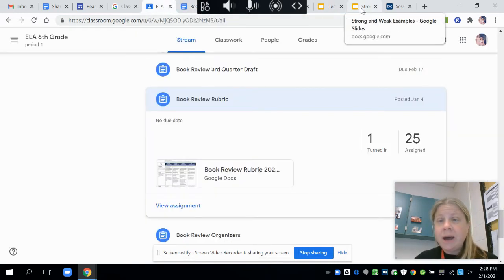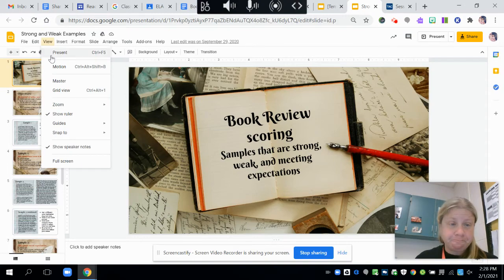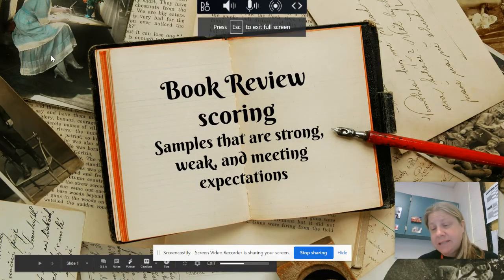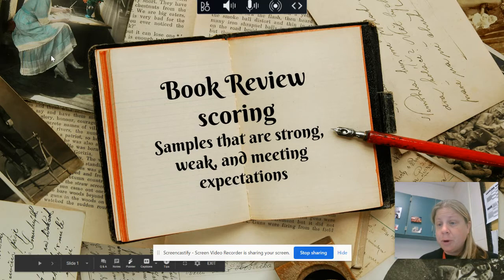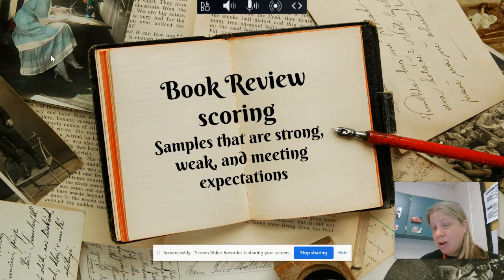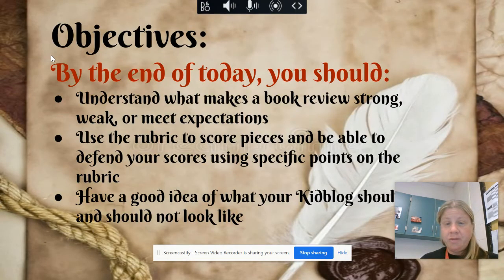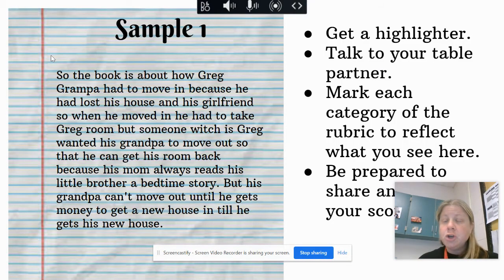Okay. So I wanted to give you a little bit of an overview so you could see what some strong book reviews are and maybe some that are not as strong, just so you can get an idea of what is something that you might want to write that's exemplary and something that is a little bit weaker. So here, again, you want to know what makes a book review strong and meets expectations. Here you're going to see somebody's book review. I think it's Diary of a Wimpy Kid. Take a second right now and just read that quick review.